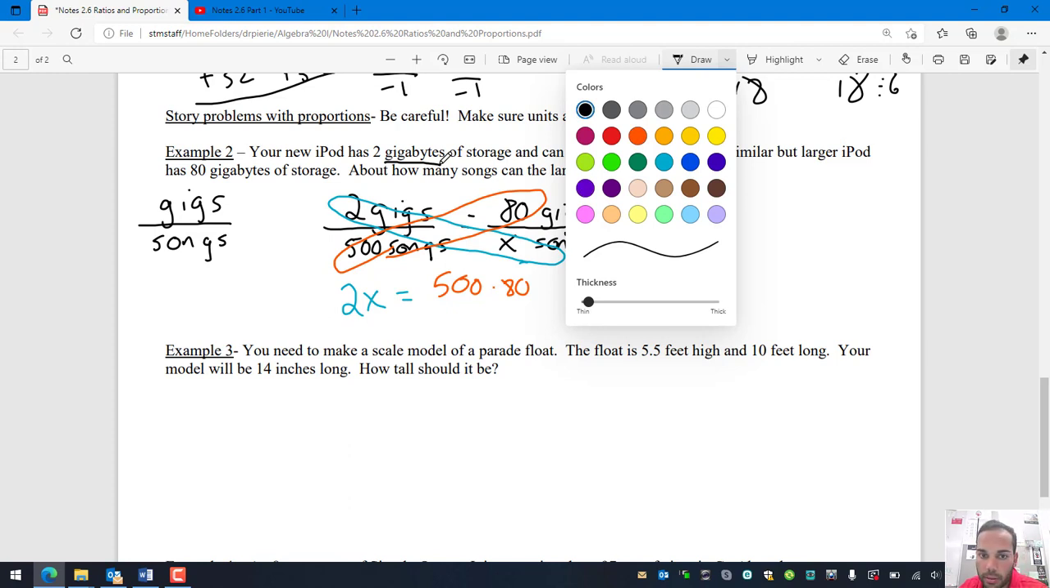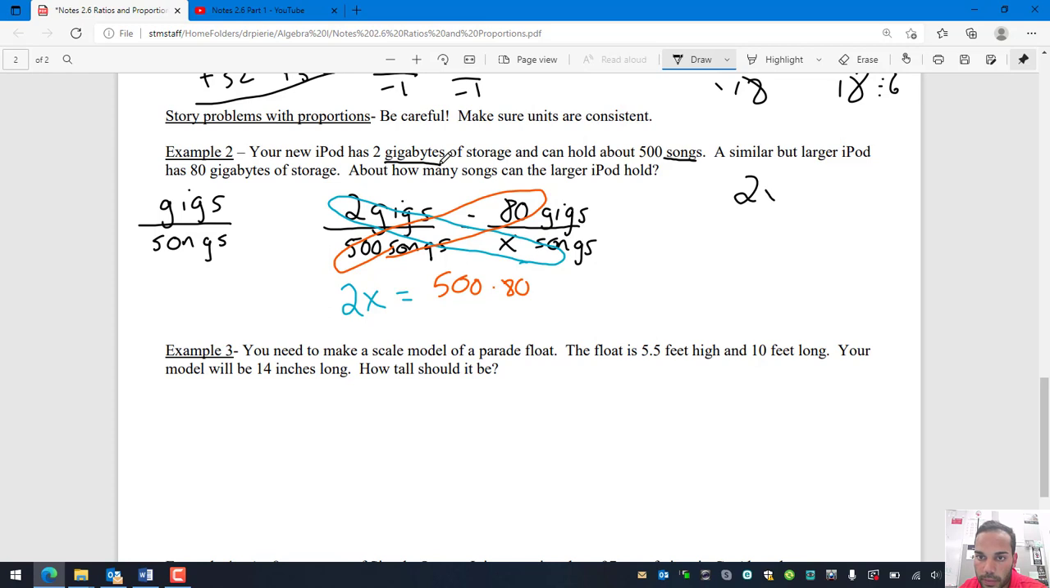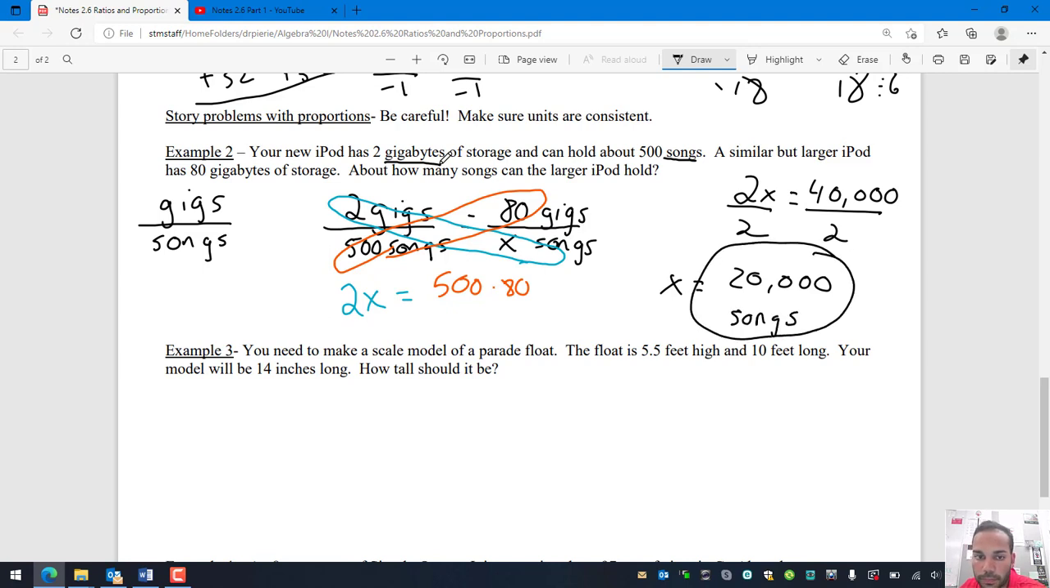Okay, so when I simplify this a little bit, I'll tell you that you'll get 2X is equal to 500 times 80, I believe is equal to 40,000. You can double check me if you want. And all I have to do to solve for the number of songs is divide both sides by 2. And I should get X equals 20,000. Once you finish the question, double check and ask yourself, what was I trying to solve for here? I was trying to solve for the number of songs that the larger iPod could hold. It can hold 20,000 songs. Always give that thing a label and circle it.